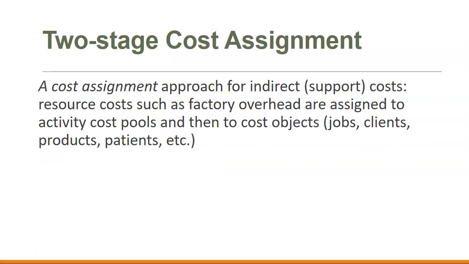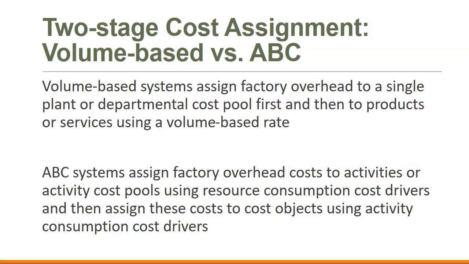We have a two-stage cost assignment when we're looking at activity costs. So we have our indirect support costs, our resource costs, such as factory and overhead, which we assign to activity cost pools and then to cost objects. So the first thing that we do is identify the activities. Then we identify which costs go to which activity. And then we assign those costs to individual jobs, customers, products, whatever our end product or service is.